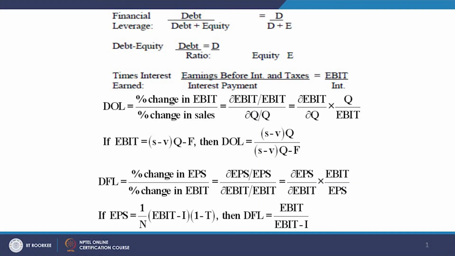Typical ratios, well, we have financial leverage, we have debt equity ratio, we have times interest earned. Operating leverage and financial leverage, as I mentioned just now, operating leverage is the percentage change in EBIT divided by the percentage change in sales. This gives you a feel about the extent of the fixed charges in the firm, in relation to operations in the firm. The higher the operating leverage, the higher is the content of fixed charges in the firm, and therefore the higher the operating risk of the entity.